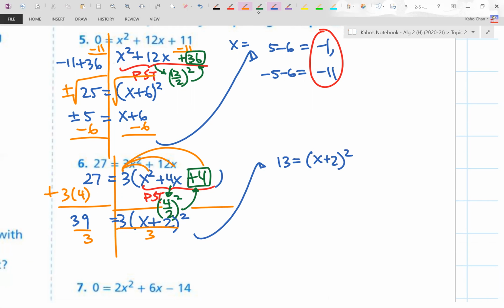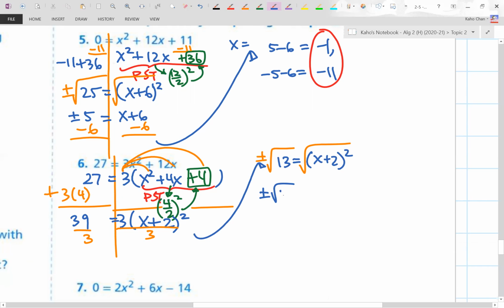All right, let's do Enrique's method, square root both sides. Ooh, 13 cannot be broken down further. You leave it as a radical. But I can move the 2 to the other side. Final answer is an ugly number. The two answers are negative 2 plus root 13 and negative 2 minus root 13.